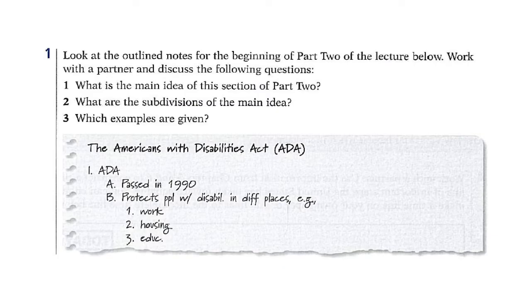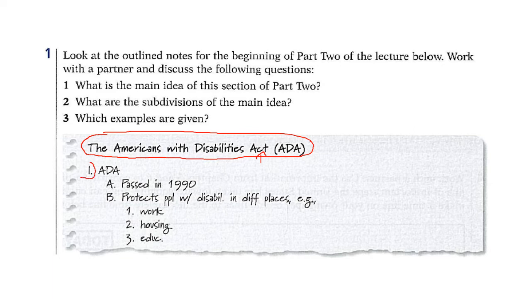Now, have a look at these outline notes. This is the beginning of the lecture. What is the main idea of this part? Well, I think we can see the main idea is the title. The main idea of this lecture will be about the Americans with Disabilities Act. Remember, an act means a law by Congress. So Congress made a law about Americans that have disabilities.